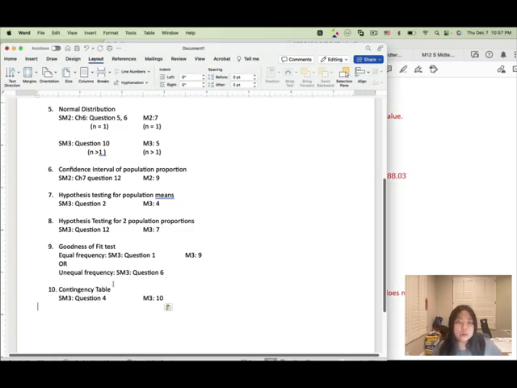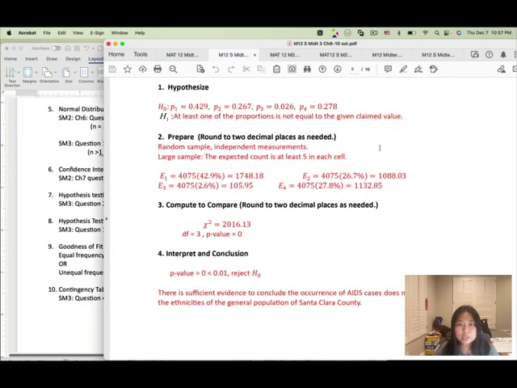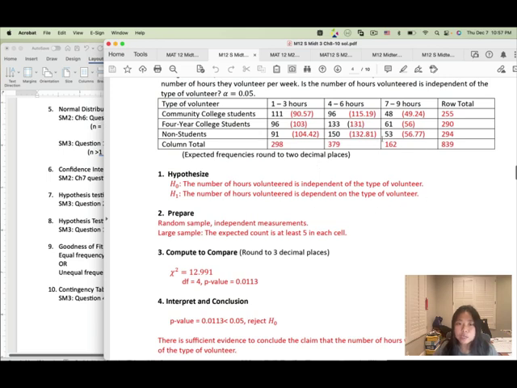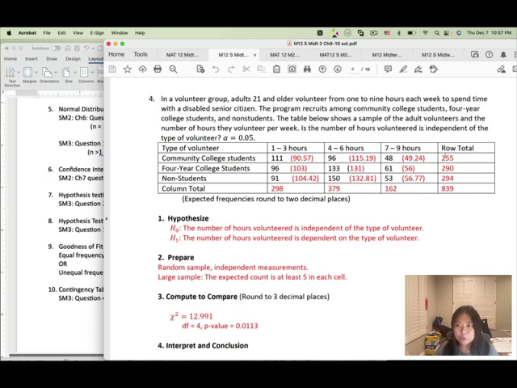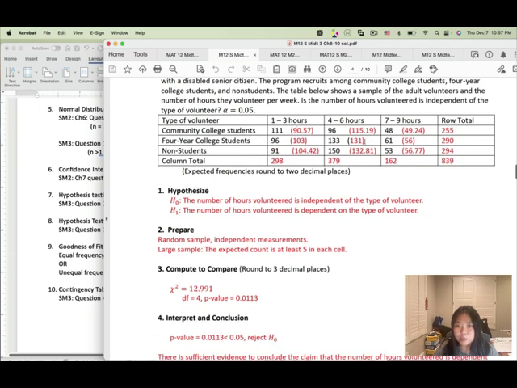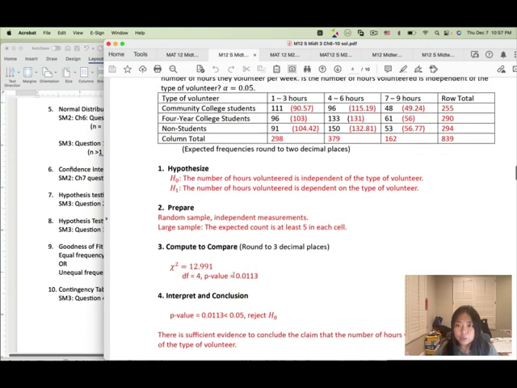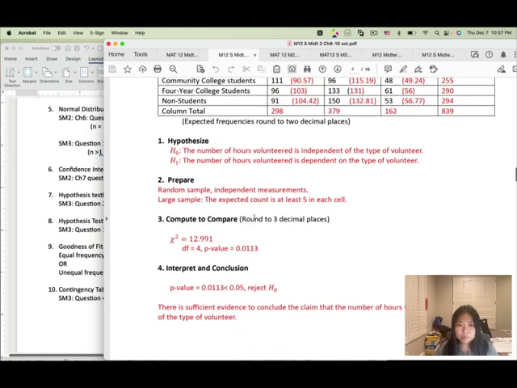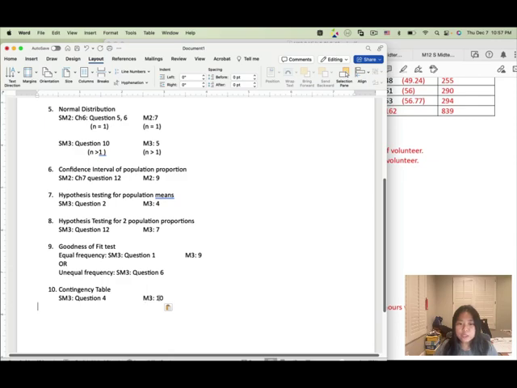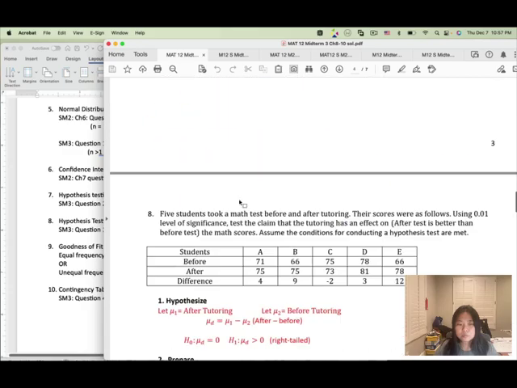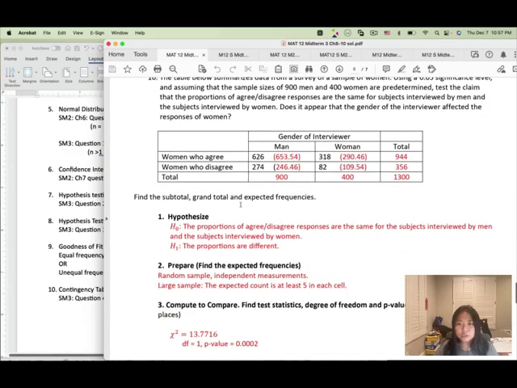Last question, that will be the contingency table. So look at sample midterm 3, question 4. Contingency table: make sure you fill in the column totals, row totals, and also the grand total. And find the expected frequency. Use the calculator to find the test statistic, degrees of freedom, and the p-value. Pretty similar. You can also review the midterm 3, question 10. That will be the contingency table.